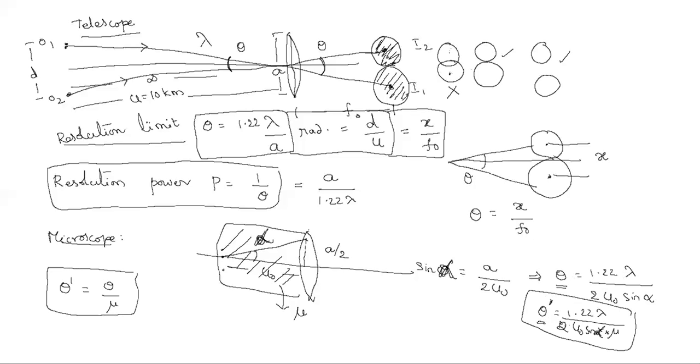So the theta value for the microscope in air is 1.22 lambda by 2 UO sine alpha, and for the microscope in liquid it is 1.22 lambda by 2 UO sine alpha into mu. Is it clear? Good. So this is the story about wave optics.